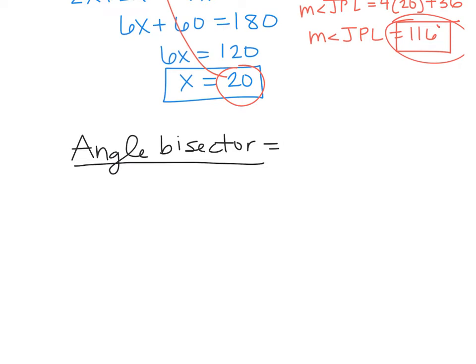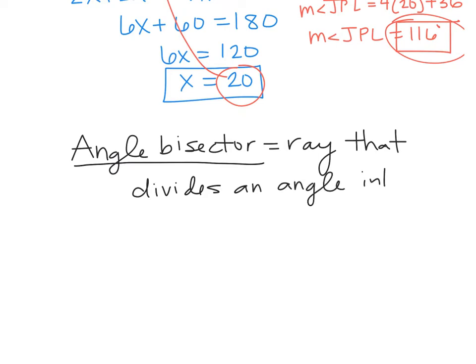So an angle bisector is a ray, or it could be a line technically that cuts through, but typically it's a ray that divides an angle into two congruent angles. Okay, a ray that divides an angle into two congruent angles. Remember, this is the symbol for congruent. I'm just using shorthand because it's less writing.